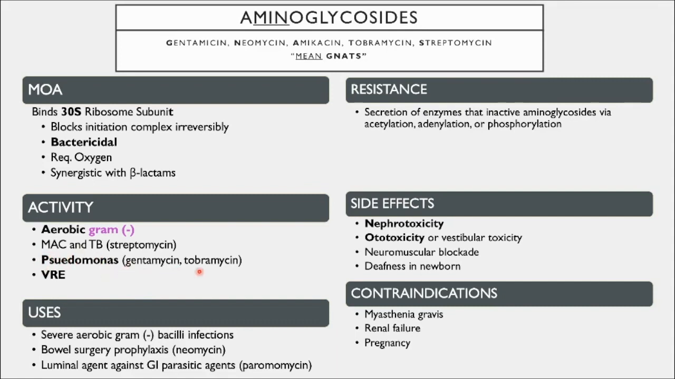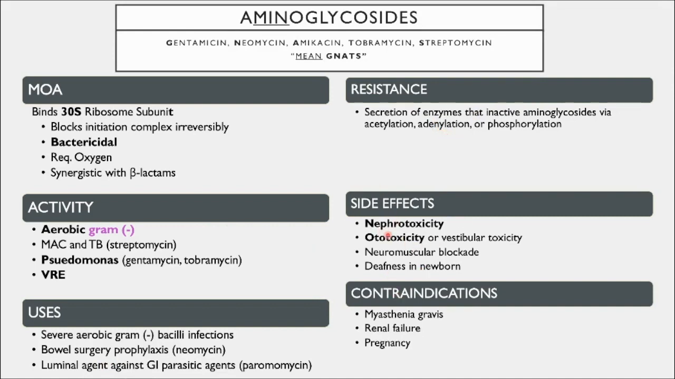Pseudomonas is covered by gentamicin and tobramycin. A lot of your CF kids at Children's will be on these, and it can treat vancomycin-resistant enterococcus. So we're really only going to use these for severe aerobic gram-negative bacilli, including Pseudomonas, as well as some bowel surgeries. There are some niche uses of them, but I wouldn't focus too much on them. Resistance comes in the form of actually changing the enzymes themselves by acetylating, adenylating, and phosphorylating them.